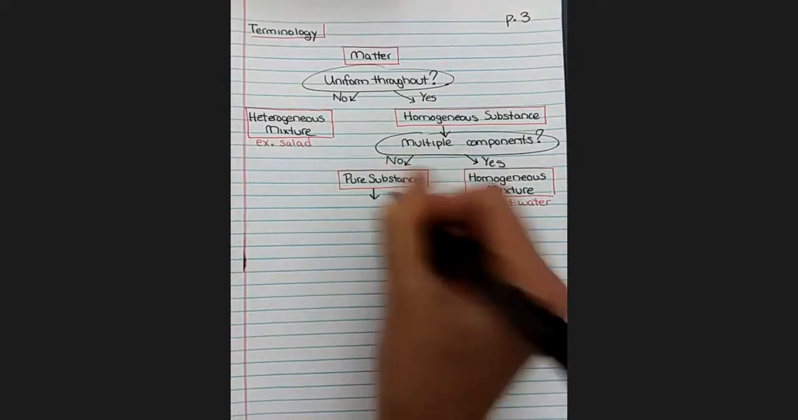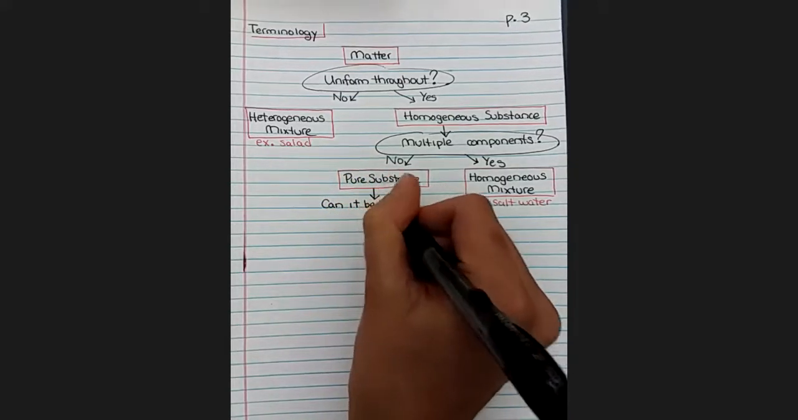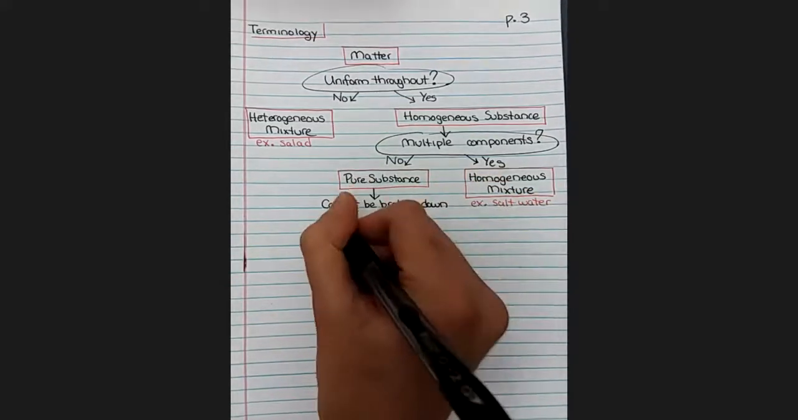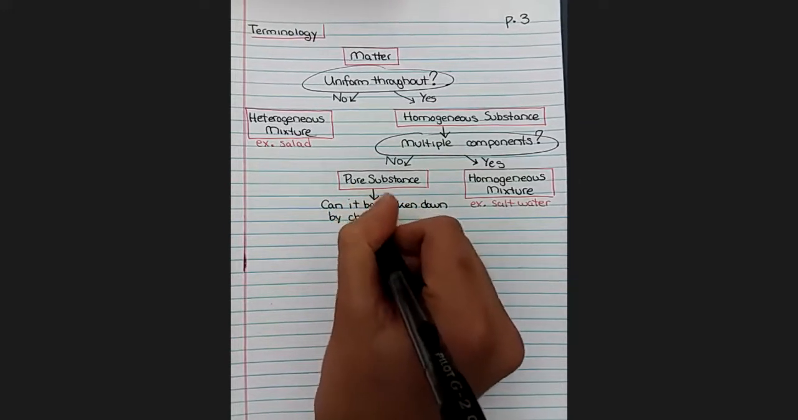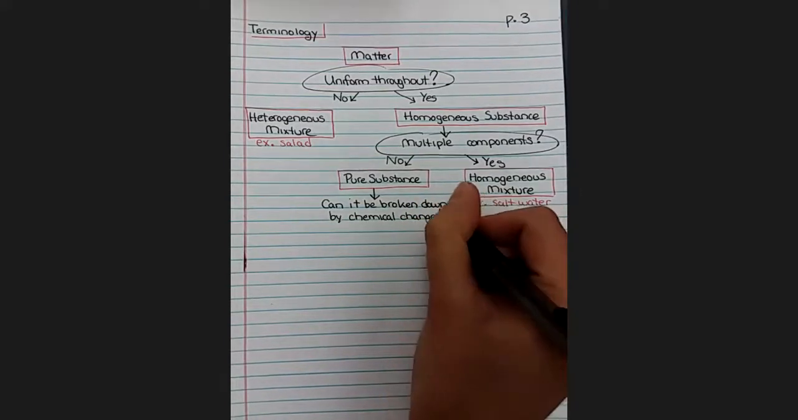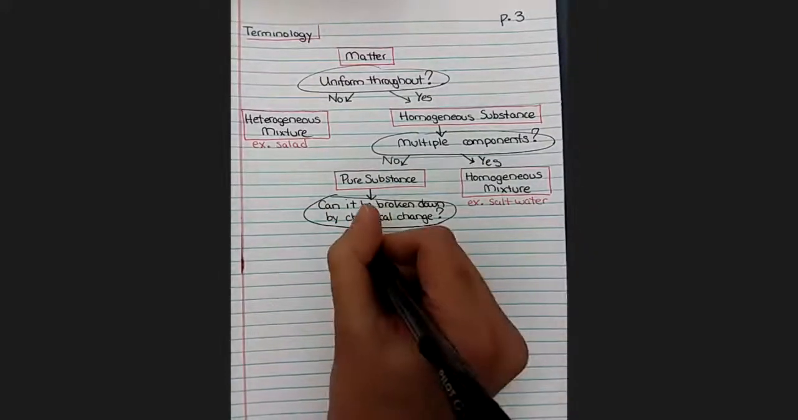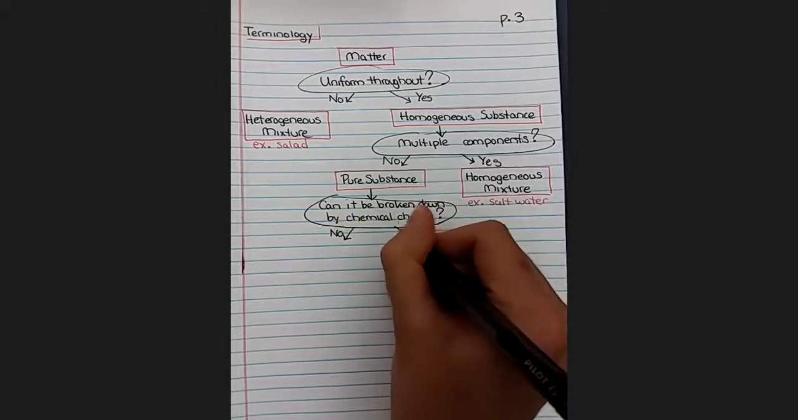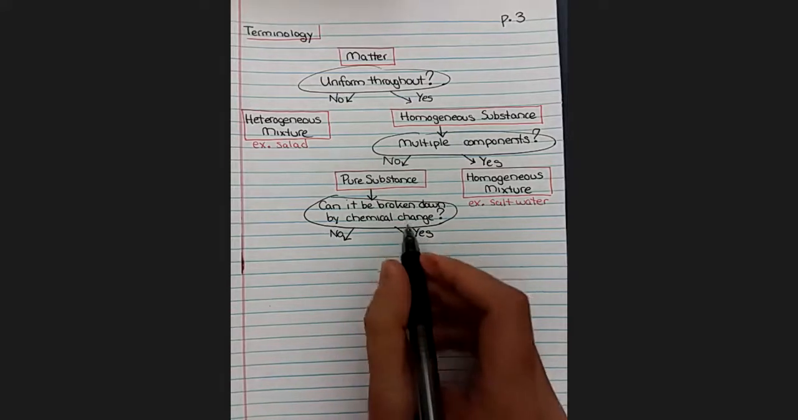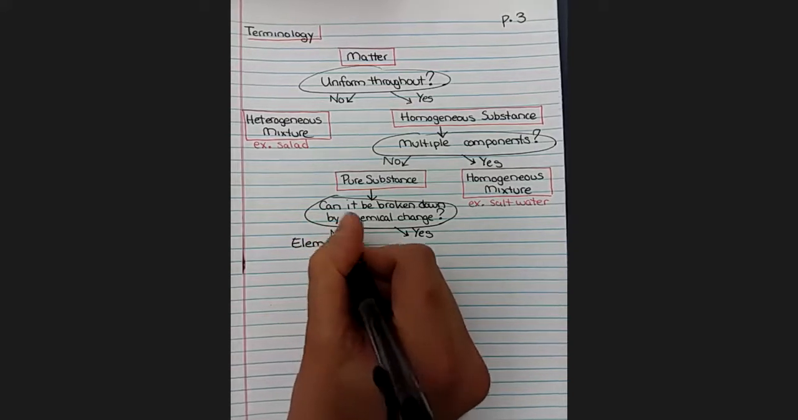We have even more terminology to talk about pure substances because that's a big focus of chemistry, as you might have guessed. And what we want to know about those pure substances is, can it be broken down by a chemical change? Chemical change being something like combusting it or heating it until it changes into a different compound. Okay, so if it cannot be broken down by chemical change, that means it's going to be called an element.